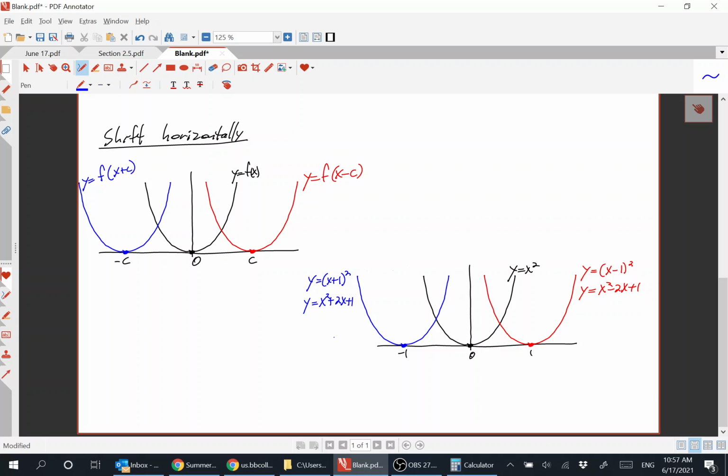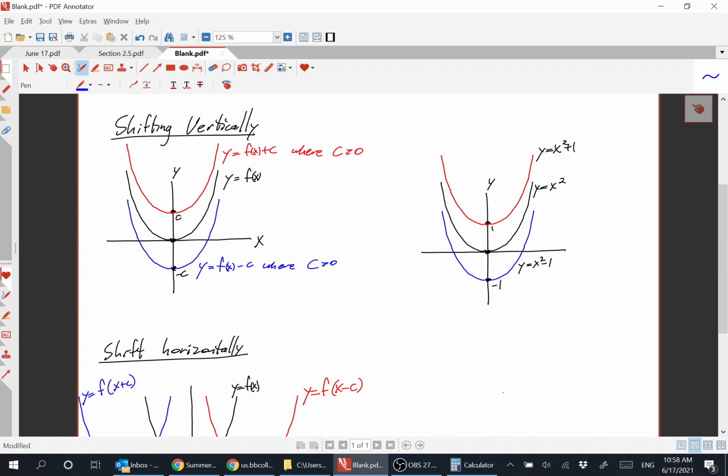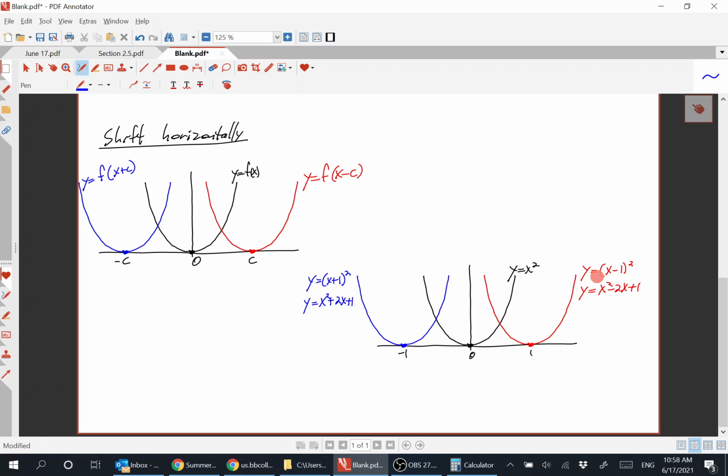Okay, so adding 1 to the function x squared shifts up. Subtracting 1 from the function x squared shifts down. Subtracting or adding 1 to x, which gives me x minus 1 squared or x plus 1 squared, shifts respectively right and left. Okay, all right, 10:58.